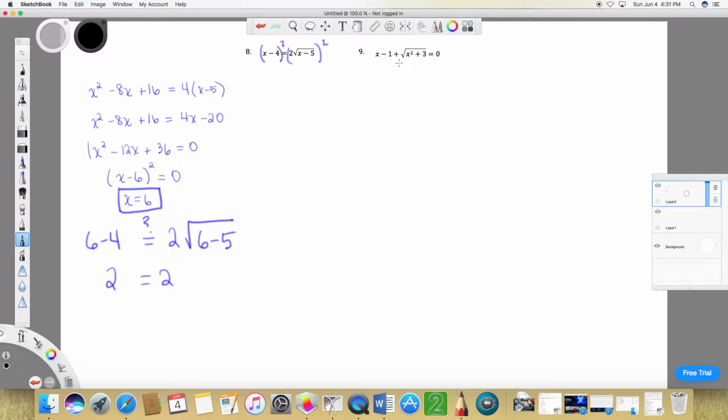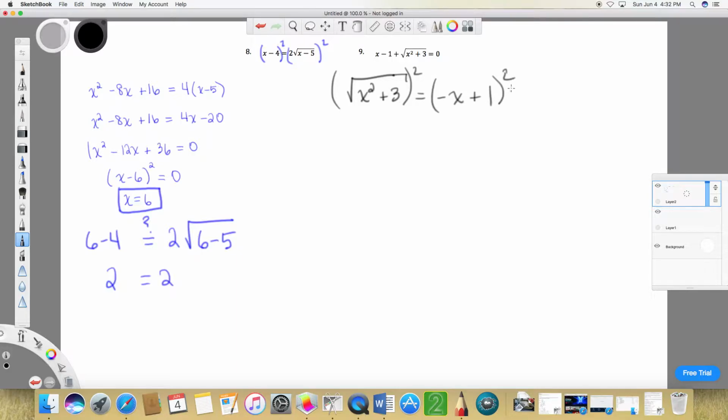Let's take a look at problem number 9. Now, the radical is not by itself. If I jump in and mistakenly square each side, I'm still going to have a radical. So I have to be clever, and I have to get the radical by itself in order for the radical to go away when I square it. So I need to take x away from each side and add 1 to each side. All right, so let's square each side to get rid of the radical.